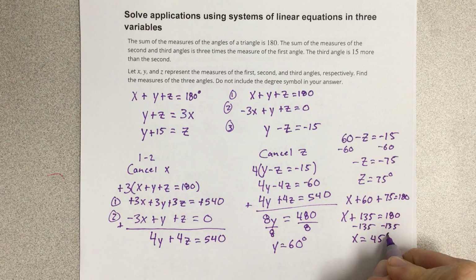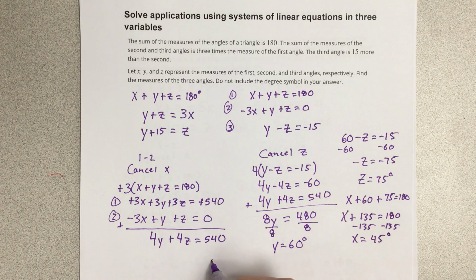So now I have my 3 angles. I have 45 degrees, I have 60 degrees and 75 degrees. And those add up to 180.